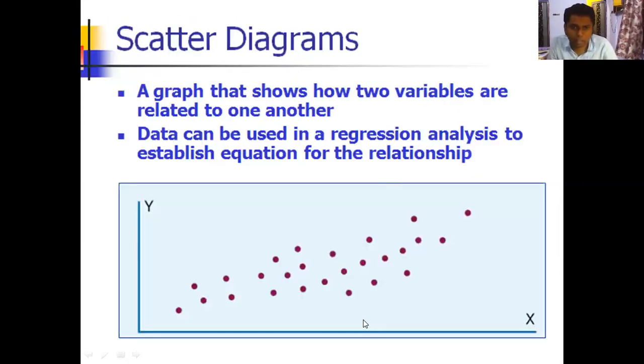Then the scatter diagram or scatter plot, a graph that shows how two variables are related to one another. Data can be used in a regression analysis to establish an equation for the relationship. So here you can plot your independent variable x, here you can plot your dependent variable y, and you can see how your scatter plots are there.